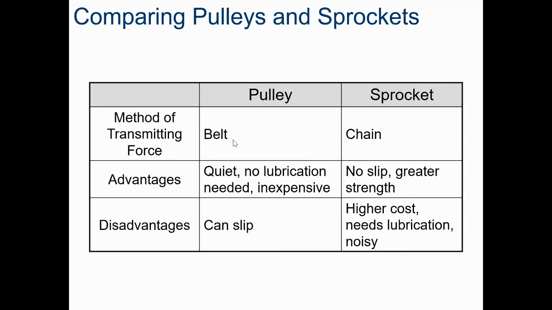Chain and sprocket systems are generally used when you need more strength. They don't slip, which is good because they have a nice positive lock between the sprocket and the chain. Part of the sprocket's going into the chain and locking into it, so it is not going to slip. It's going to have greater strength to it. But the trade-off is it's a little bit more complicated. The chain itself is harder to build and harder to size.